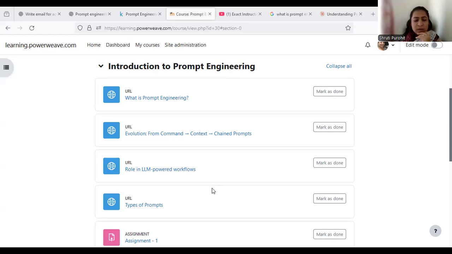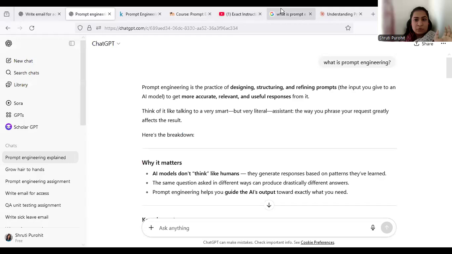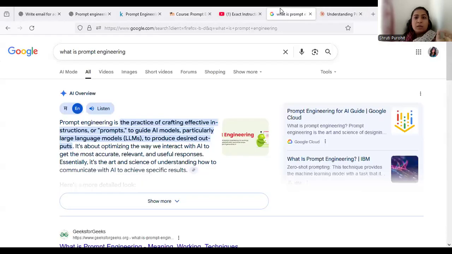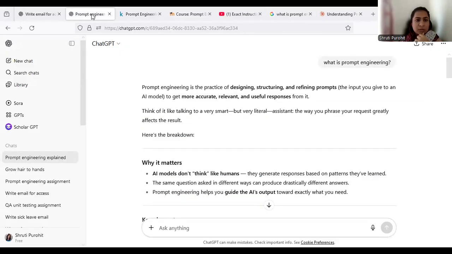So let's first understand what exactly prompt engineering is. I have copy pasted the same question in ChatGPT, in Claude, and in Google AI for Gemini, and let's see what the different answers are.